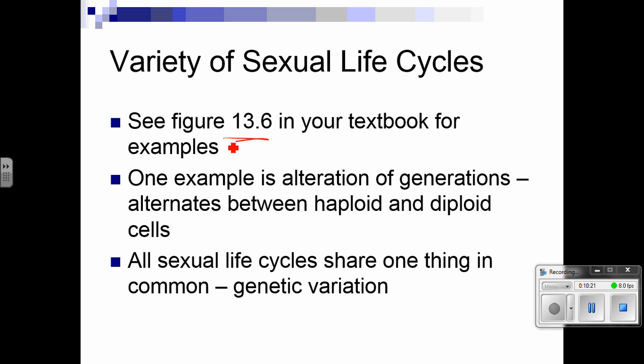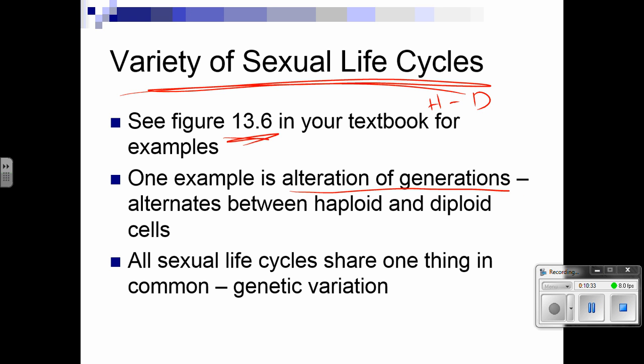Okay, so figure 13.6 in your textbook is what I was just talking about. It shows you a variety of sexual life cycles where they alternate between haploid and diploid. One example is alternation of generations. They're not really making egg and sperm that are combined through sex, but their generations alternate between a haploid state and a diploid state, and their cells can combine when they're in a haploid state to form diploid, which can then divide through mitosis.